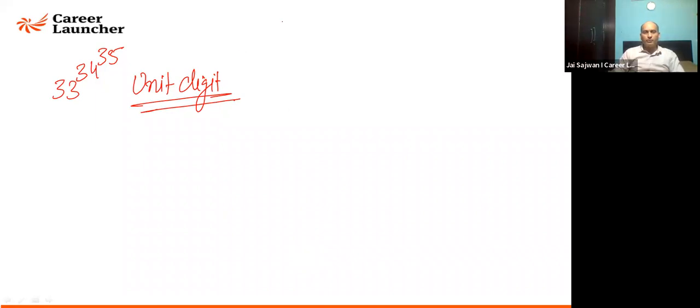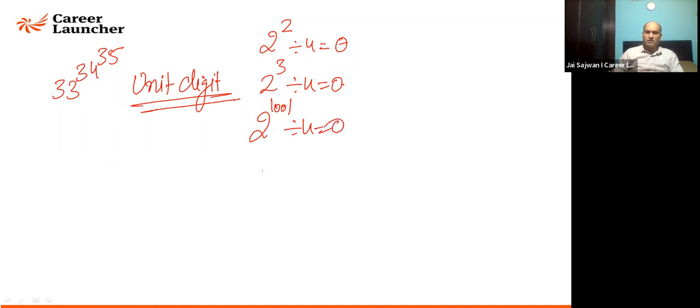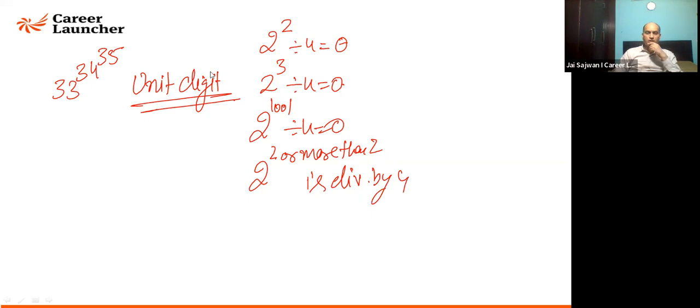Acha, I want to tell you, 2 to the power of 2 is how much? Is it divisible by 4? Yes. Can I say 2 cube is divisible by 4? Yes. Can I say 2 to the power of 1000 is divisible by 4? Yes. 2 to the power of 2 or more than 2 is divisible by 4. If you understand this, this question is nothing.